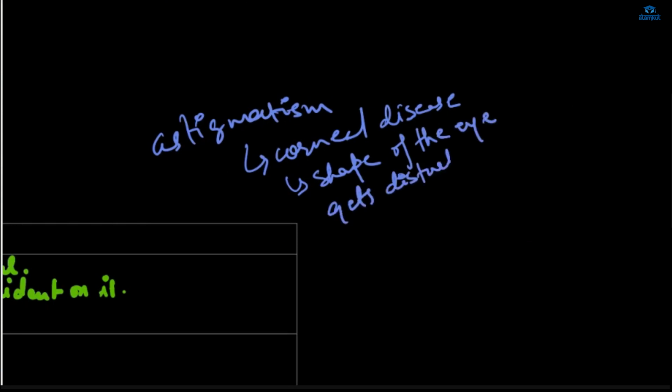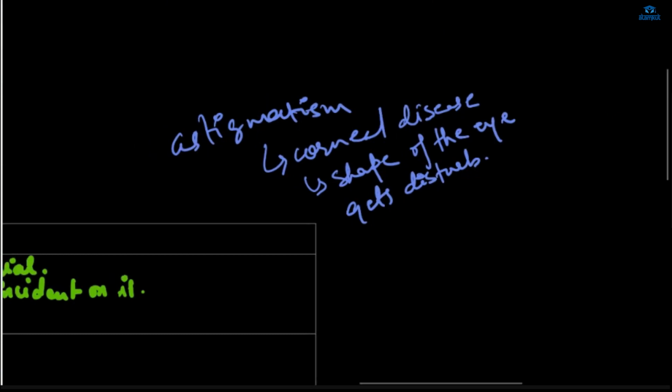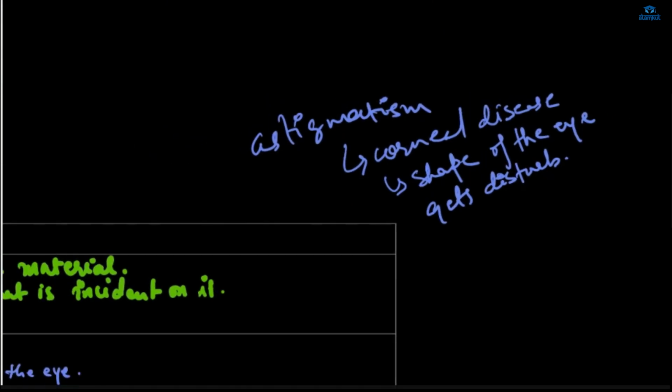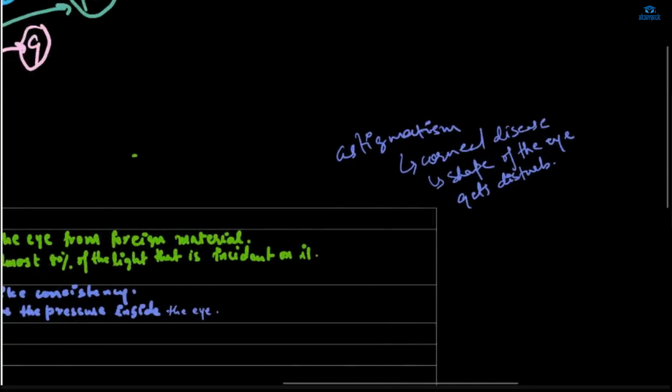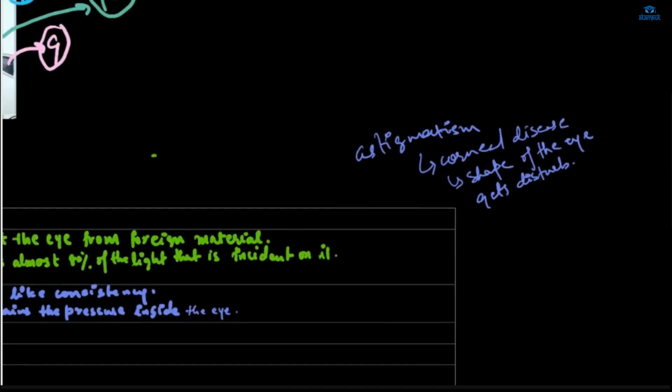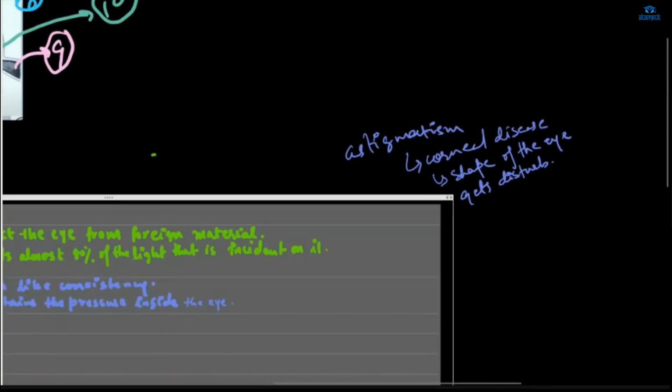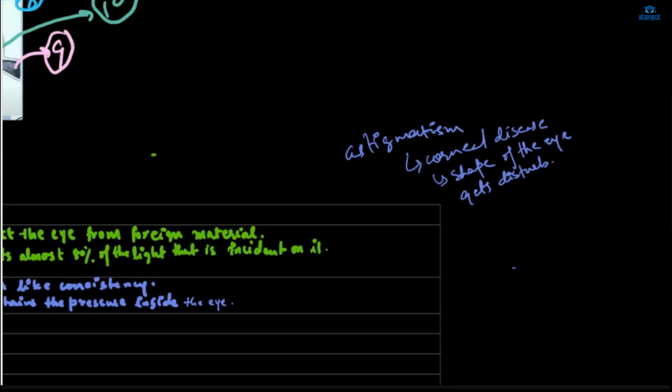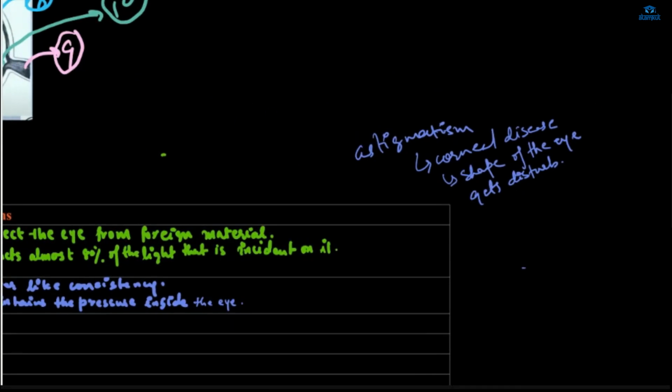Ma'am, is it the shape of the eye or the shape of the cornea that gets distorted? Does this disease, astigmatism, affect the whole eye or just the cornea? No, it affects just the cornea.